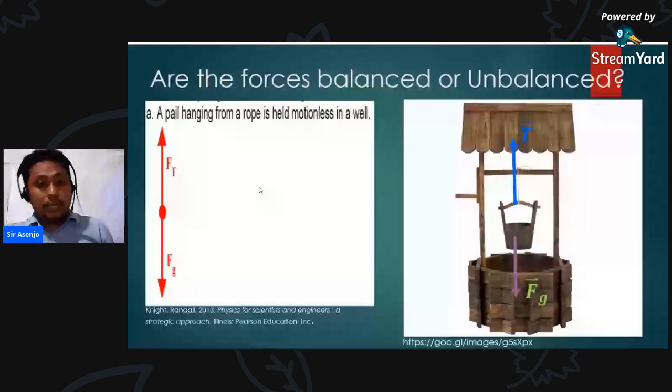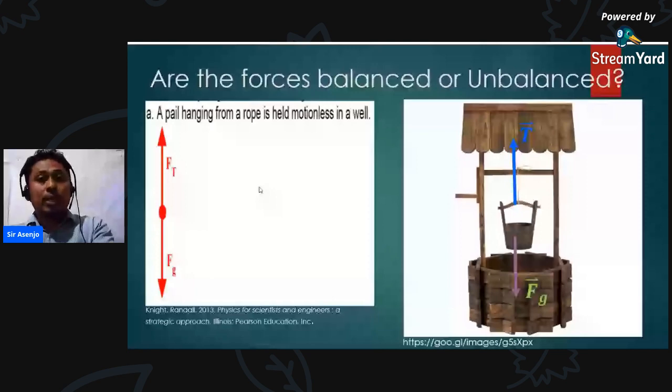So, balanced forces. These are the main concepts. The net force acting on an object sums up to how much? That is zero. The net force acting on an object sums up to zero. We call that balanced force. Another key idea: it does not produce acceleration. So a balanced force does not produce acceleration. Third, there is no change in the motion of an object.